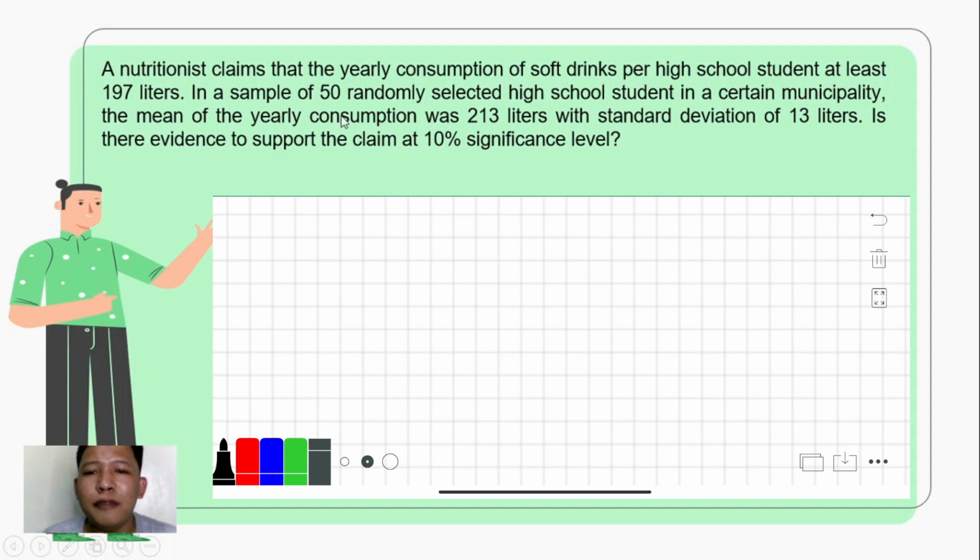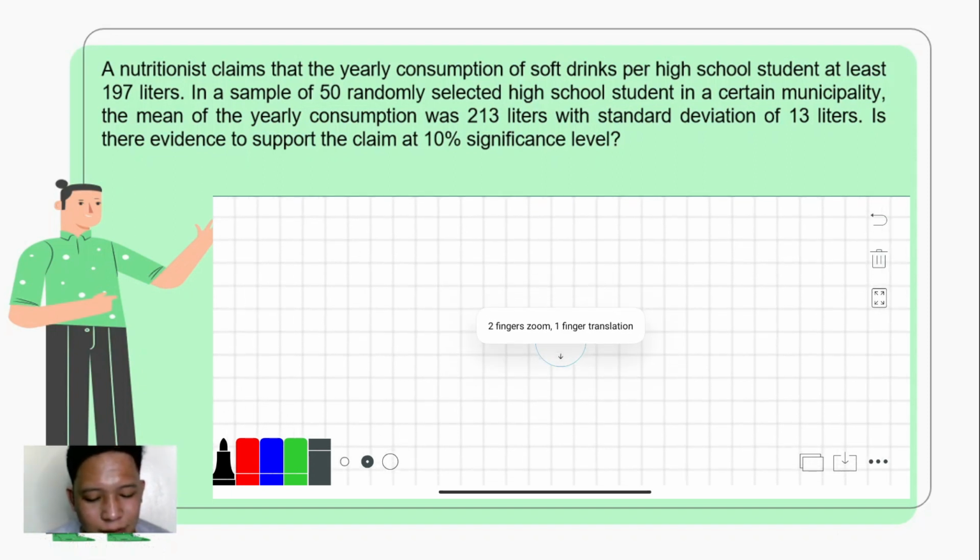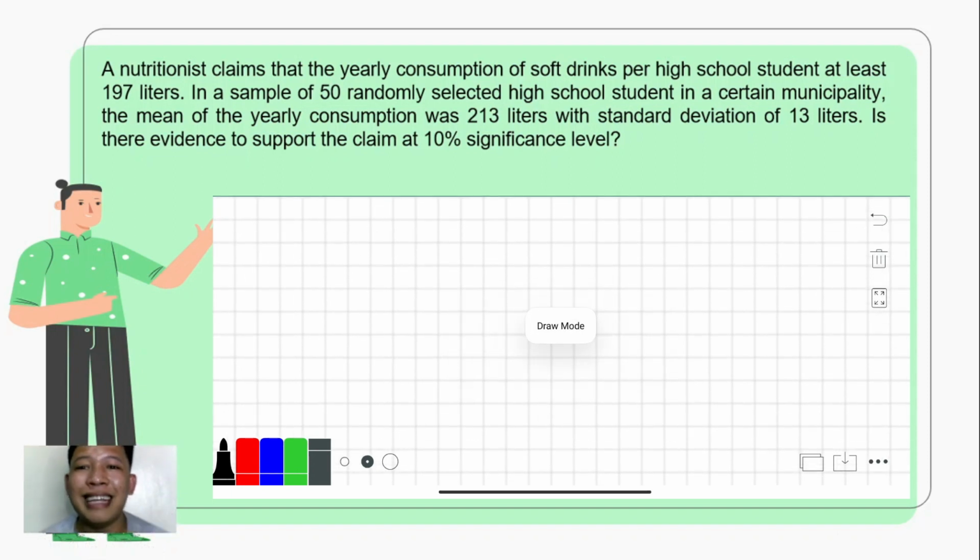In a sample of 50 randomly selected high school students in a certain municipality, the mean of the yearly consumption was 213 liters with standard deviation of 13 liters. Is there evidence to support the claim at 10% significance level? Alright. So, our first thing to do is for us to state our given.